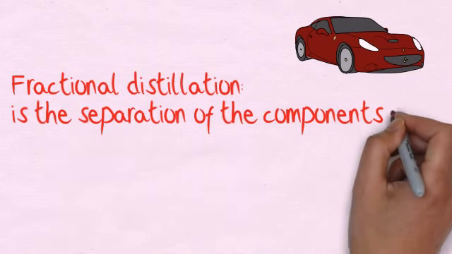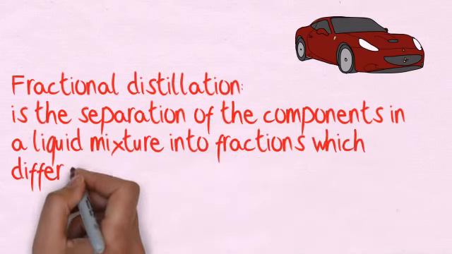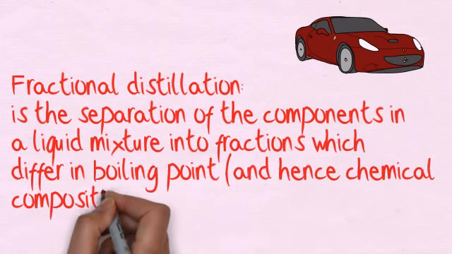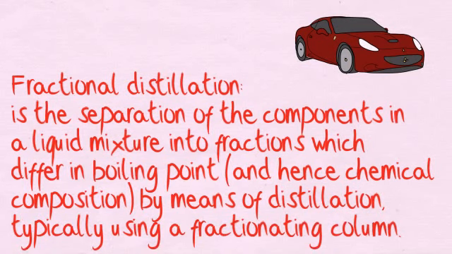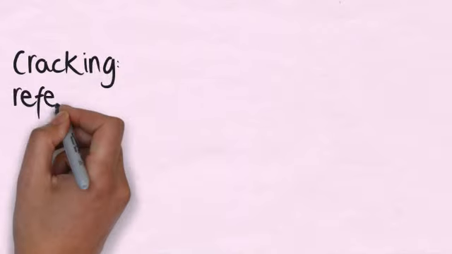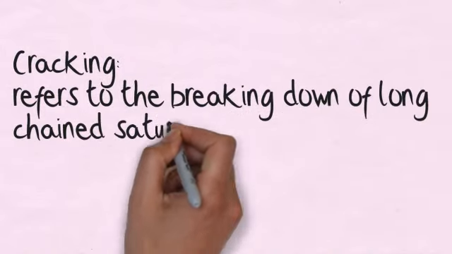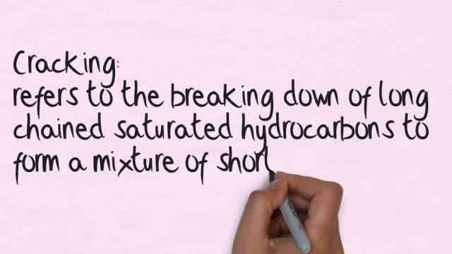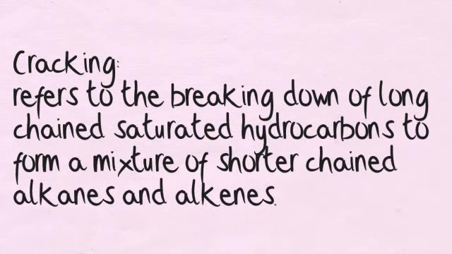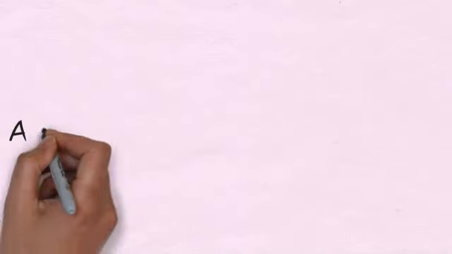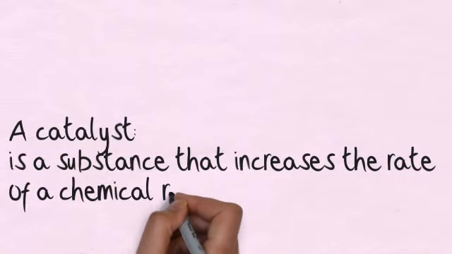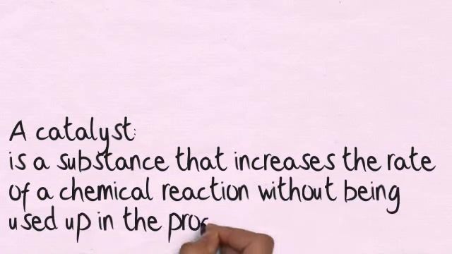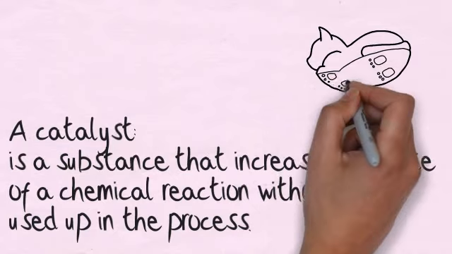Fractional distillation. This is the separation of the components in a liquid mixture into fractions, which differ in boiling point and hence chemical composition. This is by means of distillation, typically using a fractionating column. Cracking. This refers to the breaking down of long-chained saturated hydrocarbons to form a mixture of shorter-chained alkanes and alkenes. A catalyst is a substance that increases the rate of a chemical reaction without being used up itself.